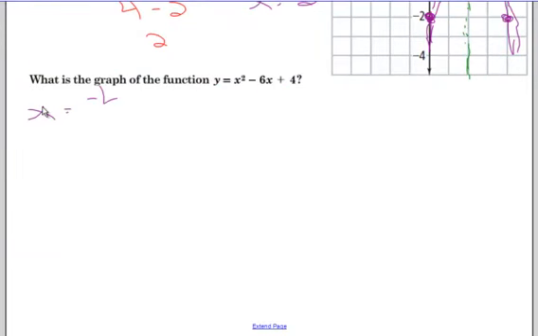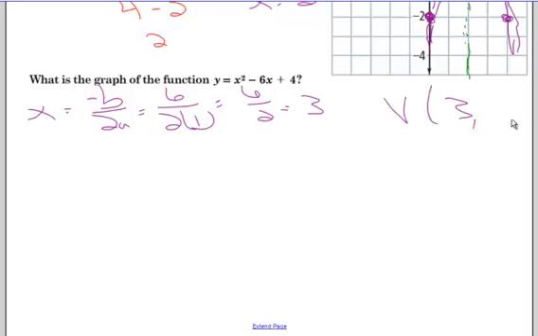x equals negative b over 2a. So that is negative 6, which is positive 6, over 2 times 1. 6 divided by 2 is 3. So a couple things I know already. Vertex starts with 3. We're going to find that other value. The axis of symmetry is 3. And let's go ahead and get this as we list everything. My c value is 4.